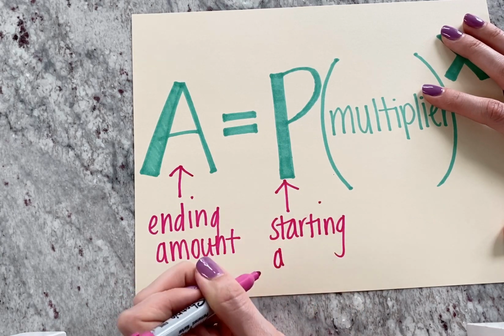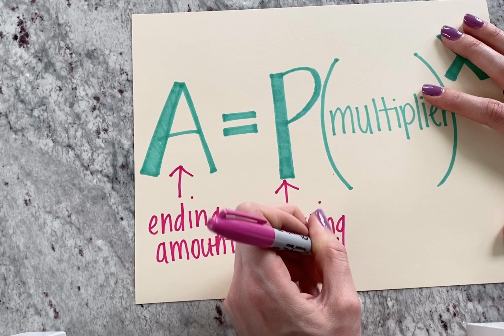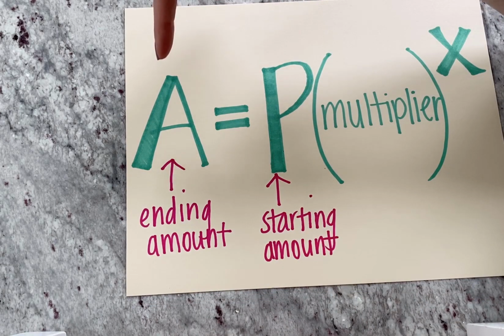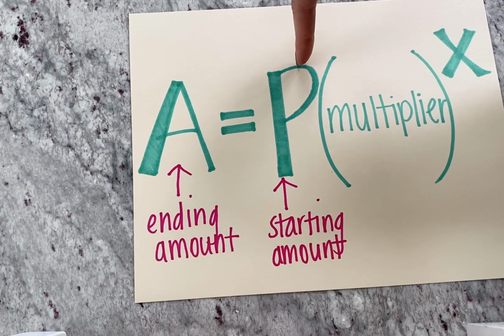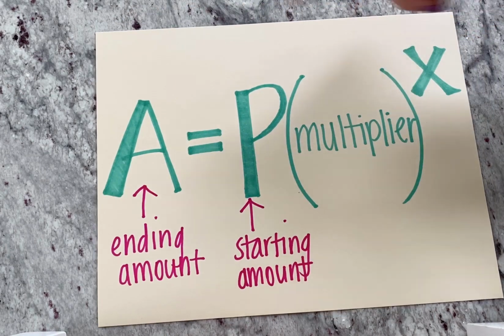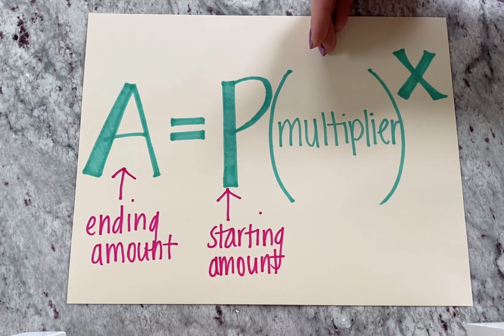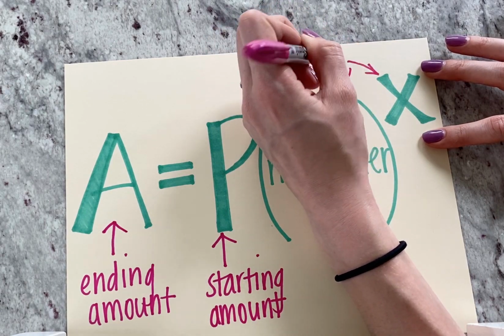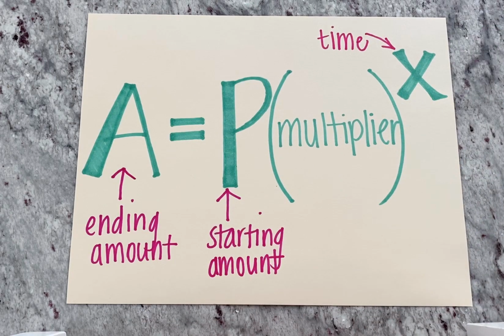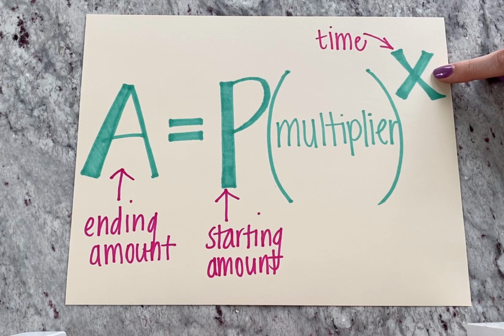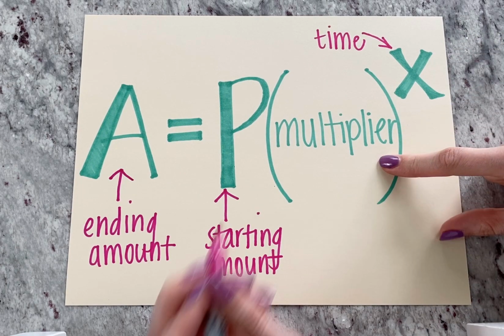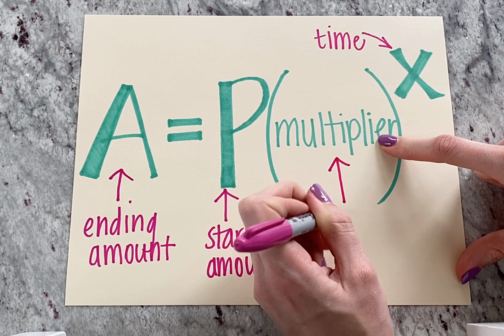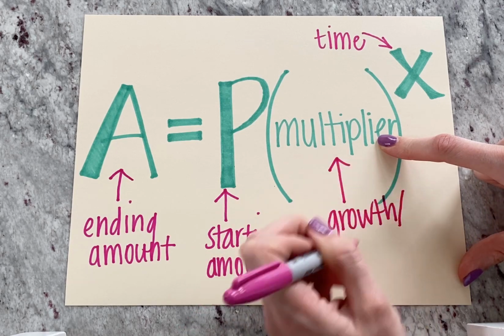This could be an amount of money, an amount of people, an amount of bacteria, it could be any amount. But we end up with whatever we started with times our multiplier. Our multiplier is either going to be bigger or smaller than 1, and that determines growth or decay. And then x is going to represent time. It might be time in days or hours or months or years. Years is a pretty common one, but it really could be anything. X is where you're going to put the amount of time that they tell you. And this multiplier, sometimes we call our growth or decay factor.